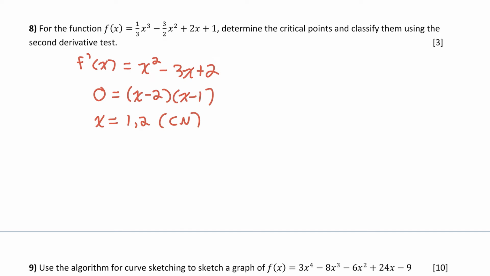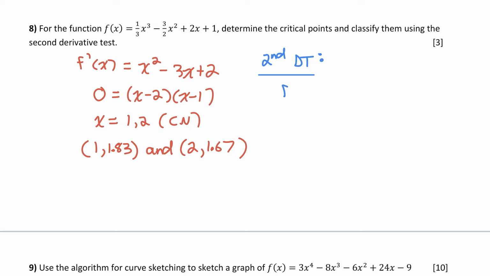My critical points, if I sub 1 and 2 into the original function, I get 1.83 and 1.67 as my corresponding y values. I need to check, are those points local max points, local min points, or neither? And it says to use the second derivative test. The second derivative test, I just sub each of those critical numbers, 1 and 2, into the second derivative to see if the function is concave up or down at those points.